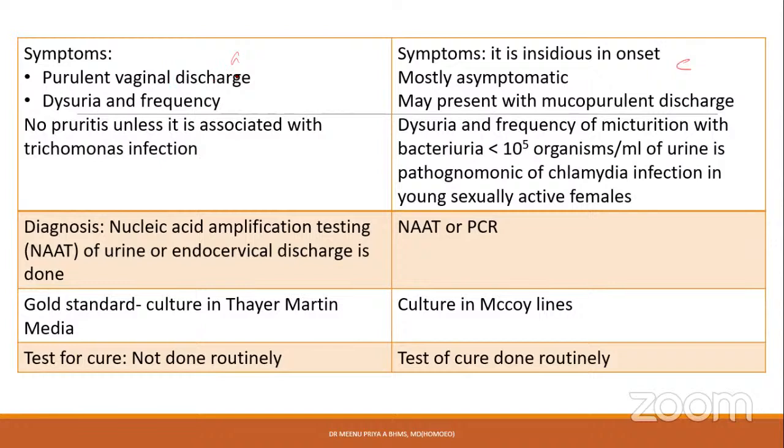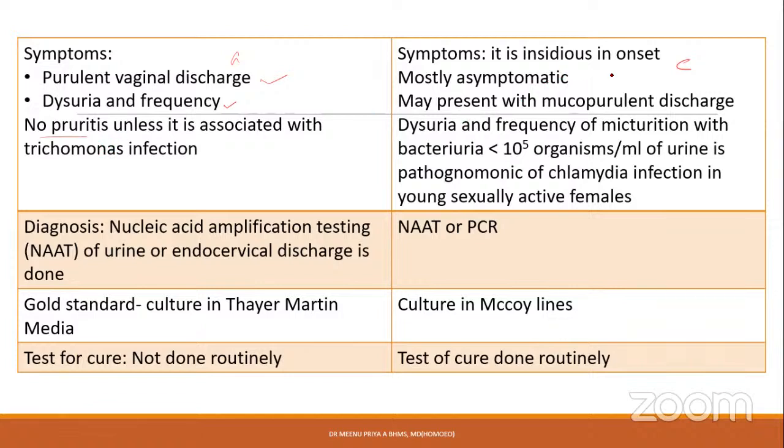So symptoms of gonorrhea: purulent vaginal discharge, dysuria, that is difficult and painful urination, and frequency of urination is increased. There is no pruritus unless it is associated with trichomonas. In trichomonas we saw there is pruritus as a symptom, but in gonorrhea there is no pruritus.